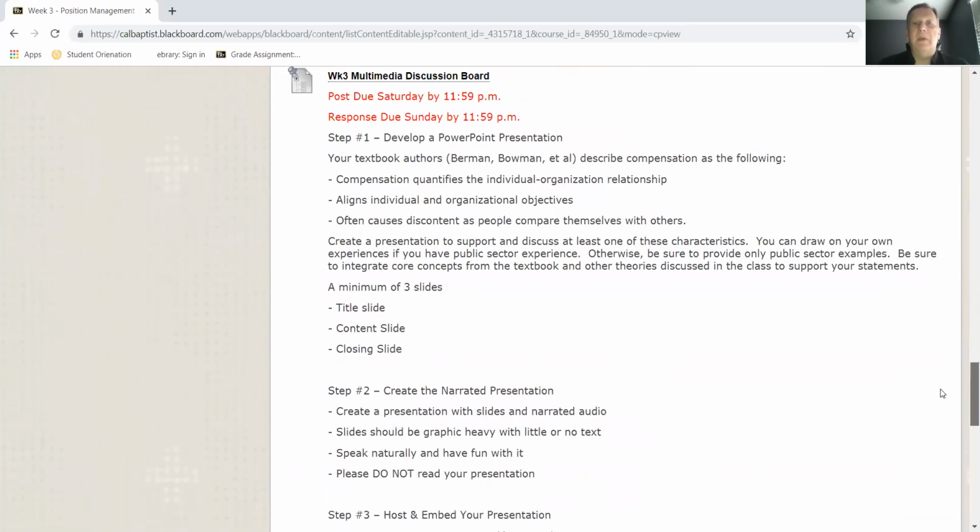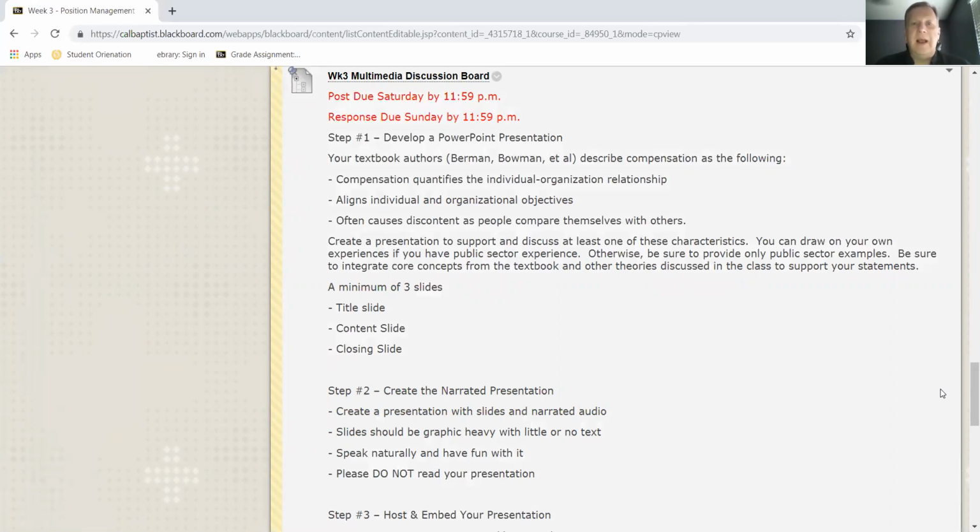The two assignments that you will be turning in this week, the first one will be another one of those multimedia discussion boards that you have become very familiar with up to this point in time. For this one, you're going to be focusing on the topic of compensation. And so what I want you to do is select one of the following three theses, if you will.